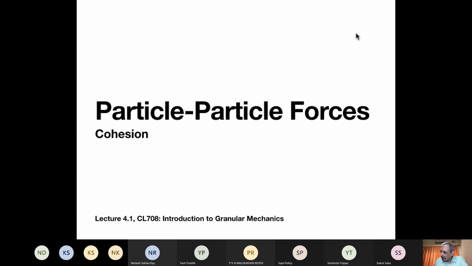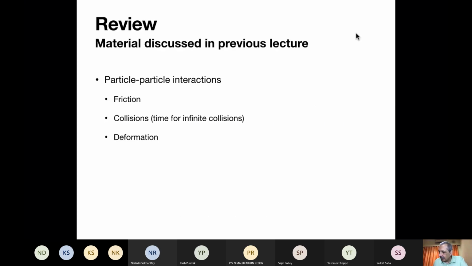Okay. So, in the last class, we were essentially looking at particle-particle interactions. And we talked about friction. We did a little bit about how particles will collide. In friction, we looked at the coefficient of friction. Here in collisions, we looked at the coefficient of restitution.